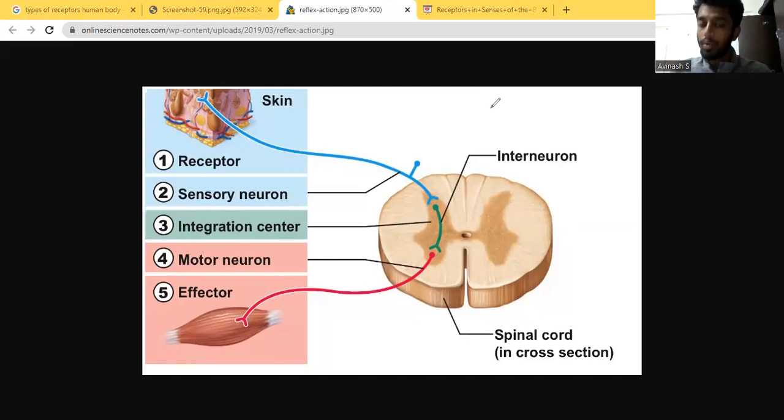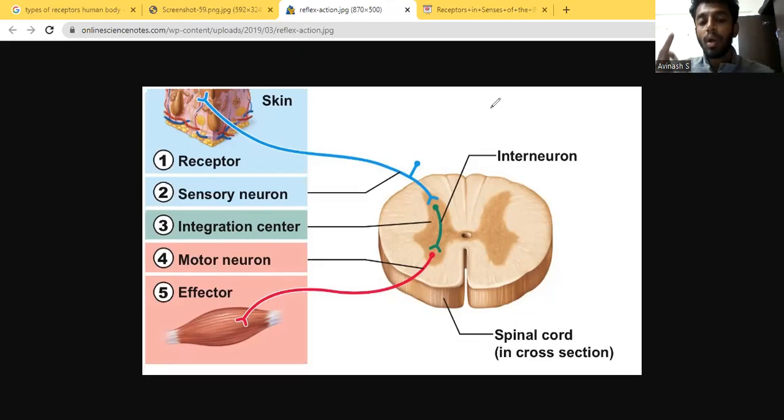Those two informations will go to the spinal cord bundle through the sensory neurons, the blue color line in the diagram. They will capture this through the sensory neurons, and during the process of transmission, that is the green color interneuron phase, there will be thinking involved. Okay, what should I do? Whether I should suck the blood by keeping the finger in my mouth, or whether I should immediately go and search for a bandage and tie it around, or should I remove the thorn if it is present in the finger? This decision making happens so quickly in this small gap.